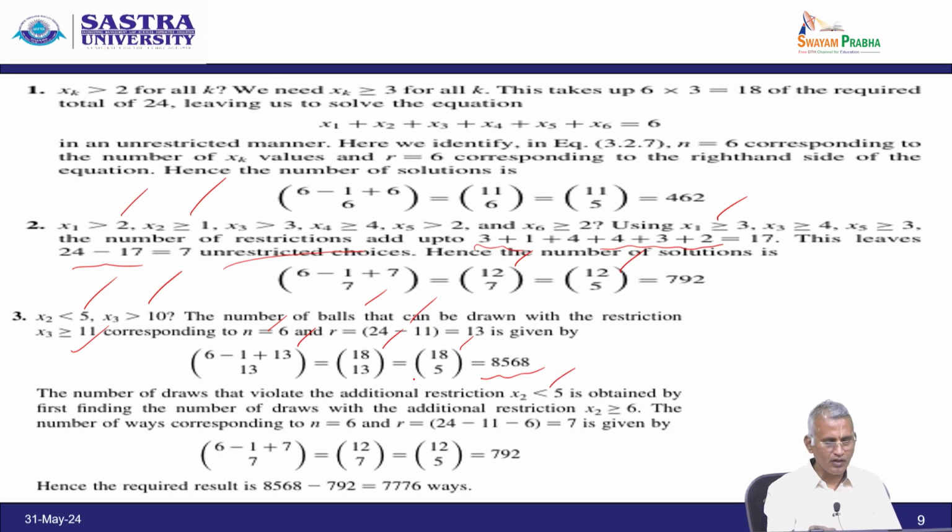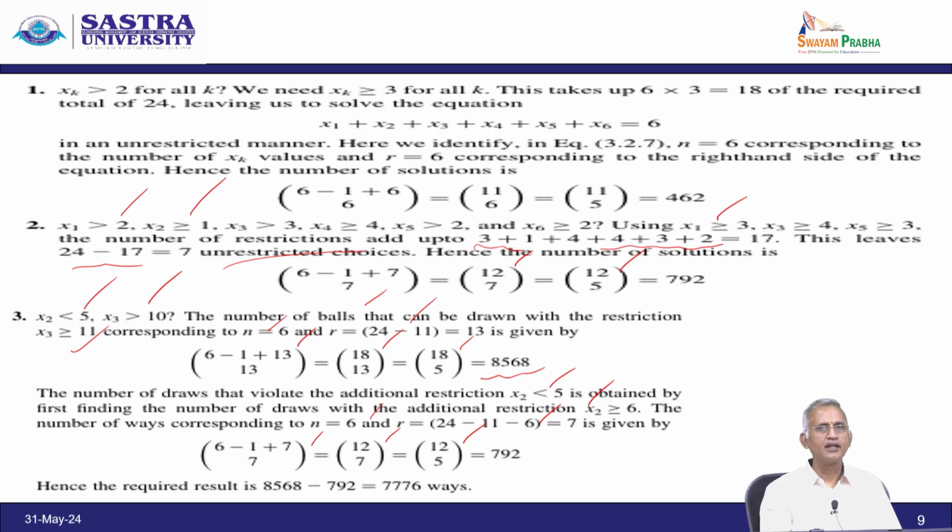So, the number of draws that violate the additional restriction x2 is less than 5 is obtained by first finding the number of draws with additional restriction x2 greater than or equal to 6. Therefore, the number of ways corresponding to n equal to 6 and r equal to 24 minus 11 minus 6 is 7, given by 6 minus 1 plus 7 C 7 equal to 12 C 7, which is equal to 12 C 5, which is equal to 792.